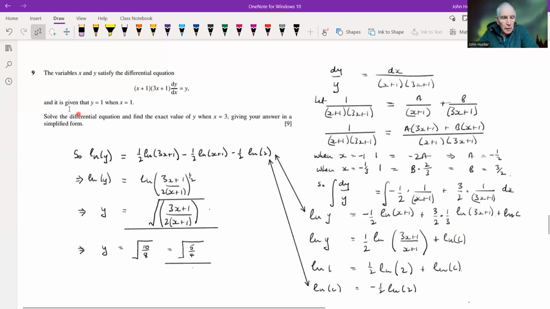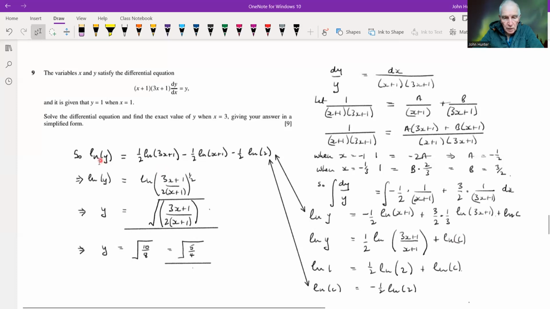Now when we apply our boundary condition, x equals 1, y equals 1, we're going to get natural log of 1 equals 1/2 of, well, plug x equals 1 in there, we get natural log of 2, plus the natural log of c. Natural log of 1 is 0, of course. And so that gives us natural log of c is equal to -1/2 natural log of 2.